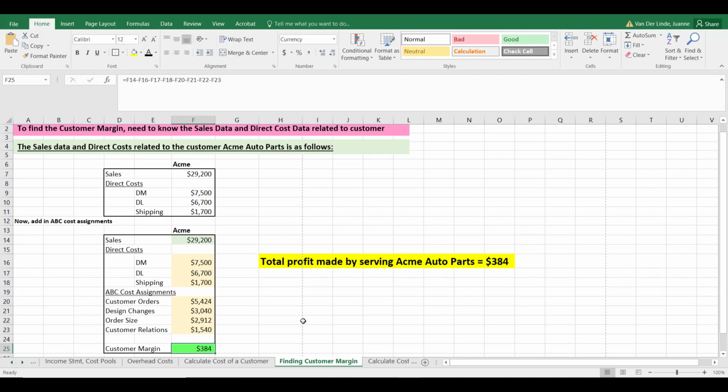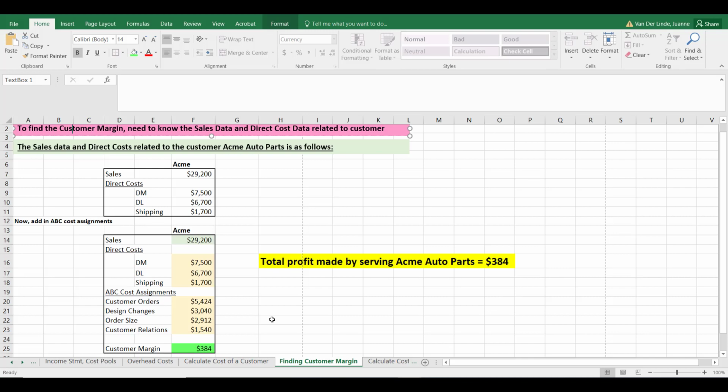So whether or not that's worth it or not, it will depend on the company and what the profitability is of other customers and what's normal in this kind of industry. Okay, so just keep in mind, if you want to find a customer margin, you not only need to know how much sales was generated on that customer, you also need to know the direct costs related with that customer, and then you need to know the manufacturing and non-manufacturing overhead costs that you assigned to that customer to find the overall margin. So I'm going to pause here.